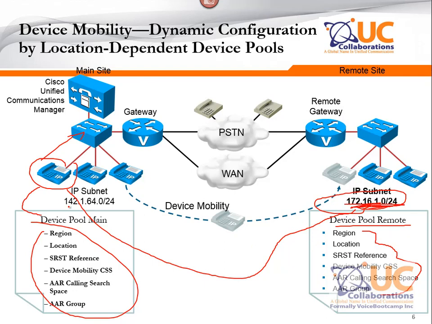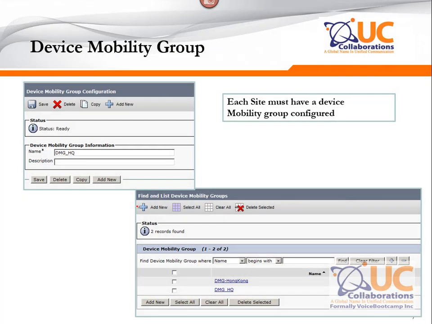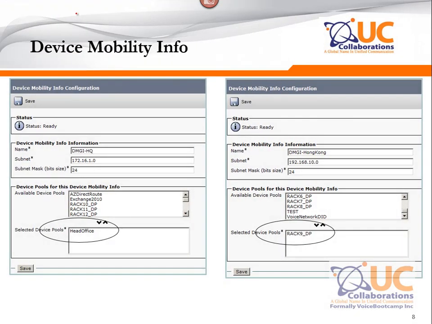But when I come back to my head office from 142 subnet, then I will go back to my main device pool. So to configure device mobility, the first thing you do is define a device mobility group, and basically there's just a name. You can call it based on branch office, head office. Then you create device mobility info, which says that if I'm coming from this subnet, what device pool should I assign? So obviously, if you're coming from the branch office subnet, assign them branch office. If you're coming from head office, assign them head office.